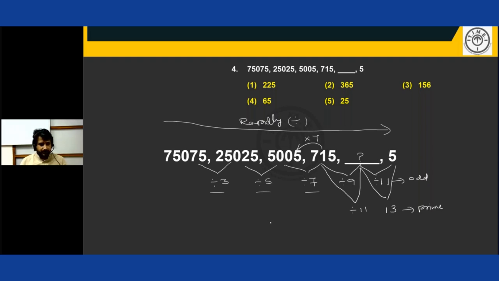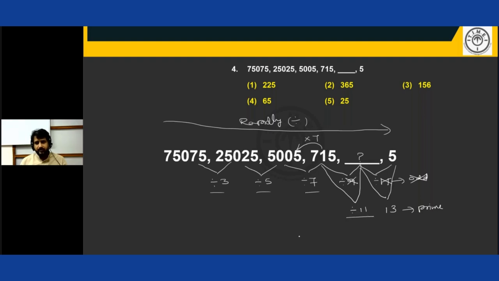Either 715 is divided by 9. Let's check it. 9 goes maximum how many times? 7 times. 9 sevens are 63. What is the remainder? 8, 85. So 9 is not an exact multiple. So it is not this pattern. So the odd number rule pattern is ruled out.